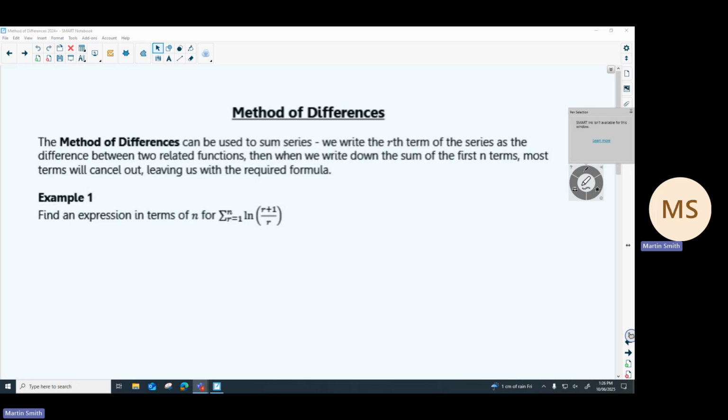The standard series on the formula sheet. There's one other way that we can work out an expression for the sum of a series in further mathematics, and that's something called the method of differences. So the idea of the method of differences is you're trying to find the sum of the terms in a series. You write the terms in the series as the difference between related functions. And then when you write the terms out, you'll see most of the terms will cancel out, thus giving a formula. Now, this is best illustrated by means of doing an example.